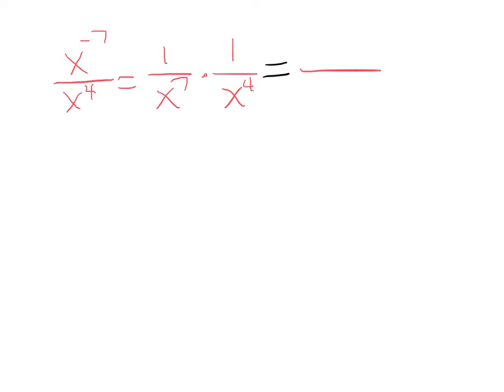Now I'm going to multiply my fractions. In my numerator, I'm going to have 1 times 1, which gives me 1. Now in my denominator, I can use my product of powers to add my exponents because my bases are the same. So I'm going to keep my base of x, and I'm going to take 7 plus 4. So that can be simplified as 1 over x raised to the 11th.